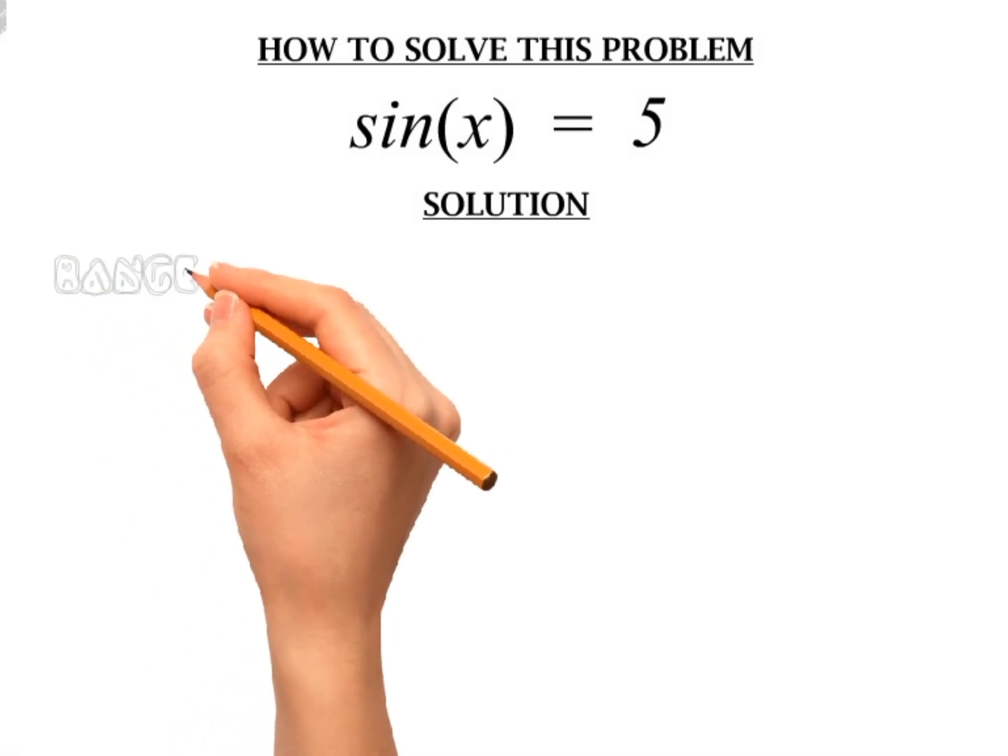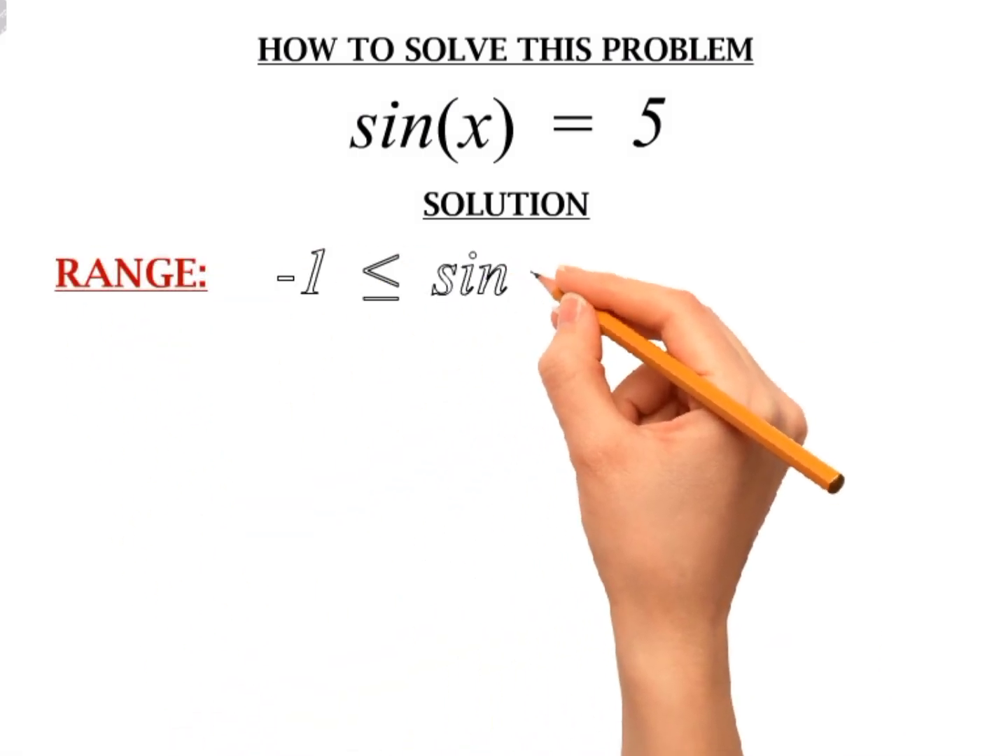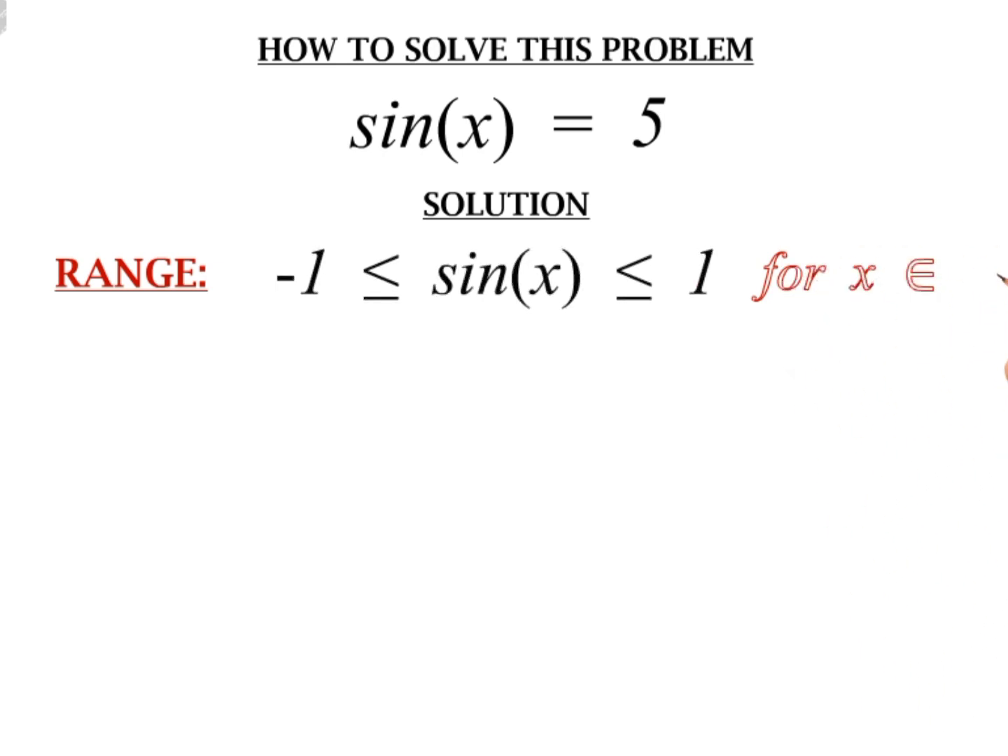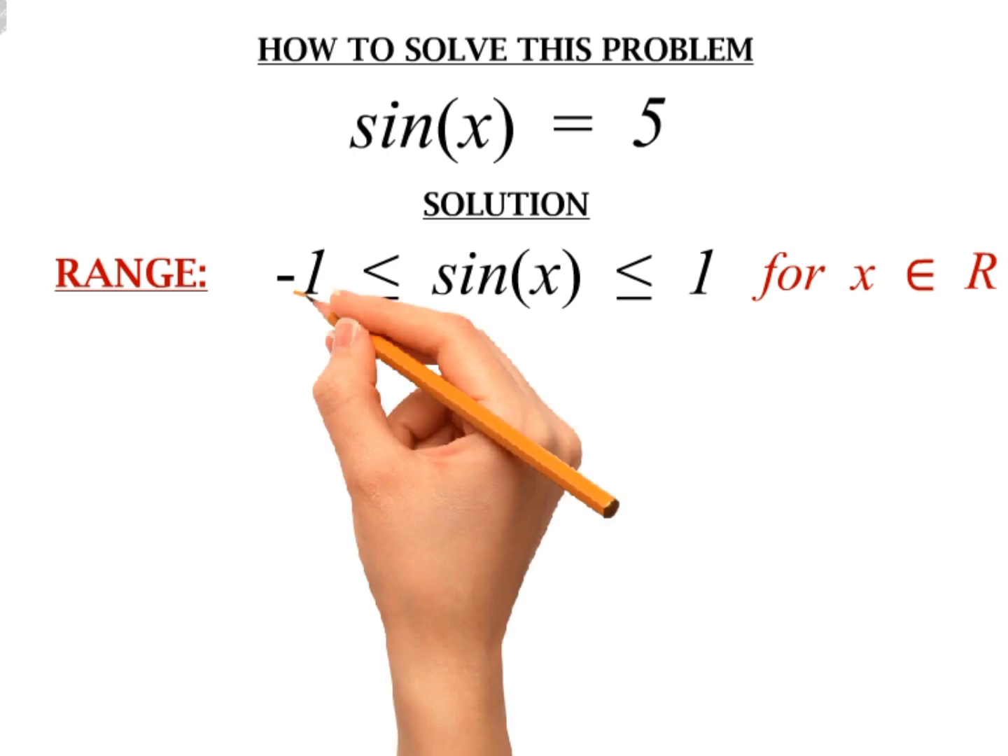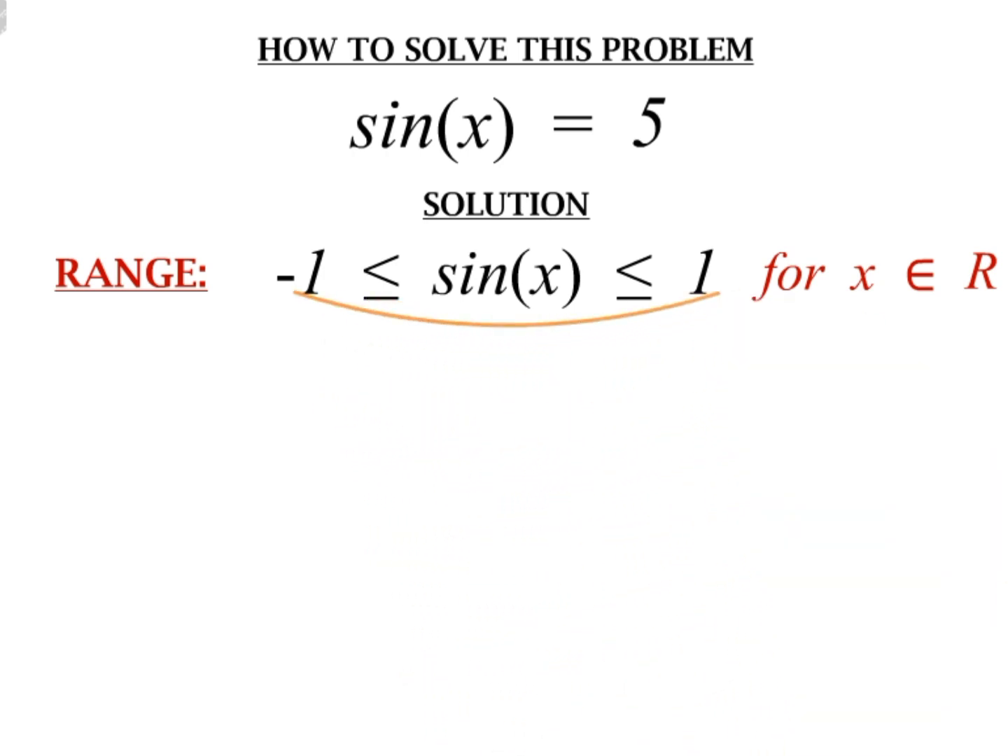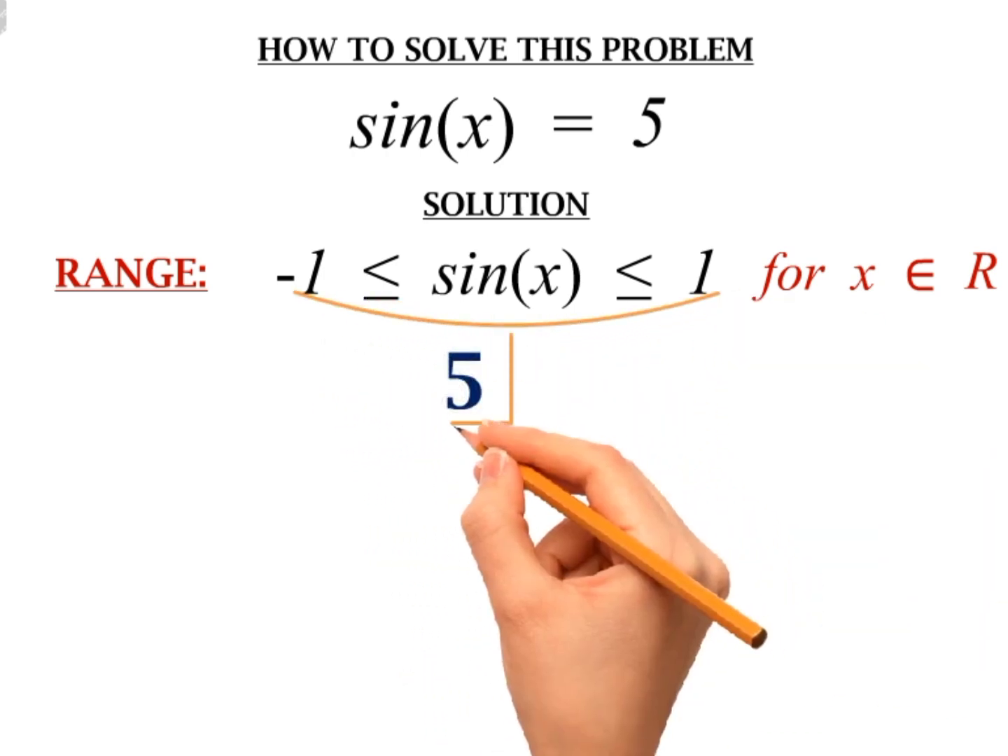We know that the sine function has its range of values from -1 to +1, and this is true when the domain of sine x is the real number set. Sine x equals 5. Obviously, 5 is not within the range given above.